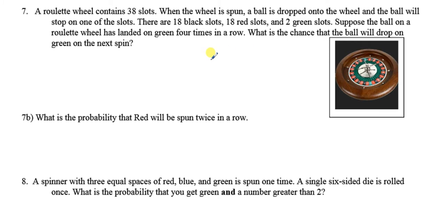So what is the chance a ball will drop on green on the next spin? Well, there's 2 green, and there's a total of 38 slots. And that is 2 out of 38 or 1 out of 19, and that's approximately 0.053.